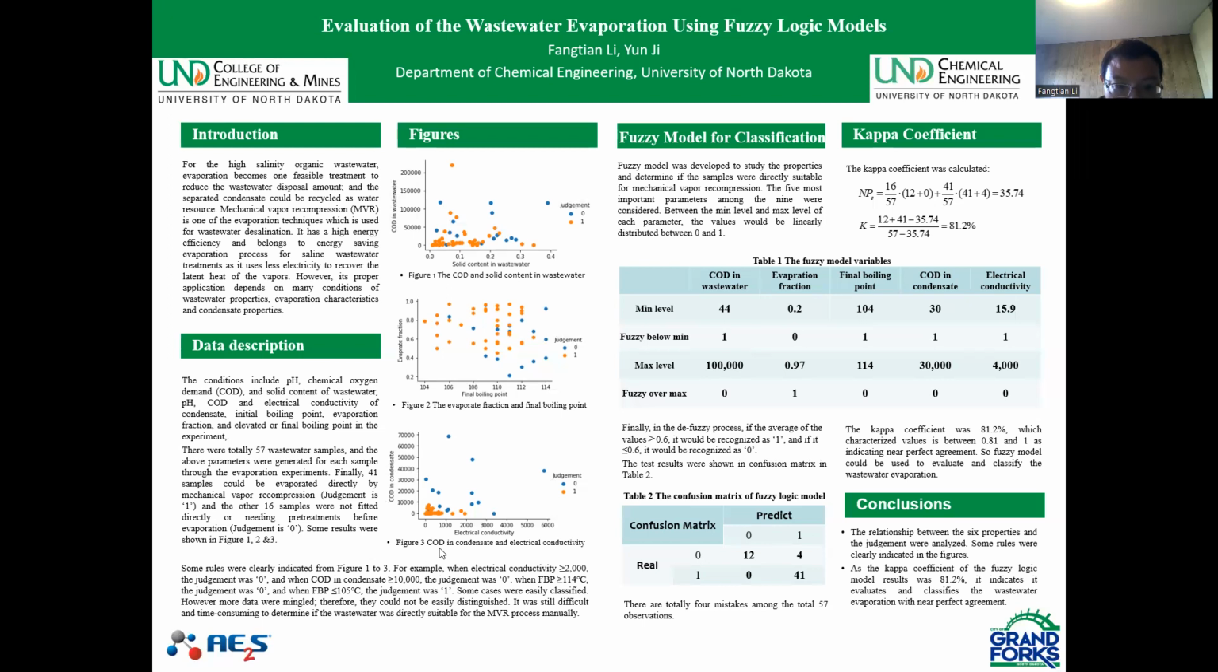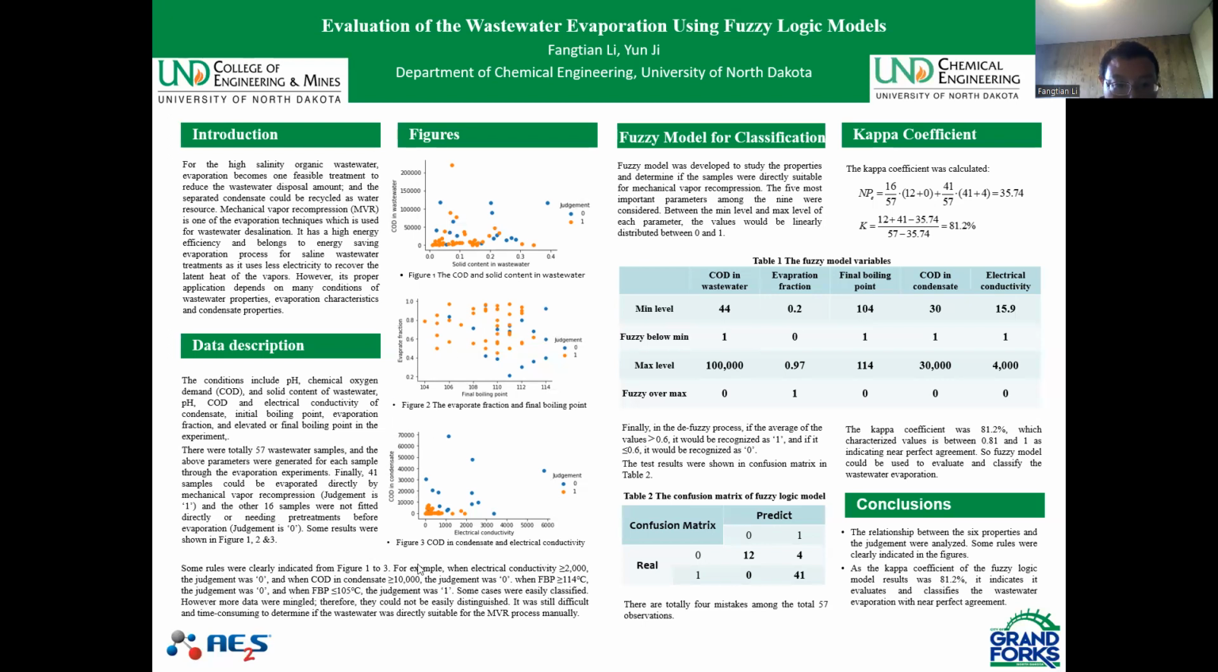For example, in figure 3, when the electrical conductivity is over 2000, the judgment is 0. When the COD in the condensate is over 10,000, the judgment is 0. When the final boiling point is over 114, the judgment is 0. And when the initial boiling point is lower than 105, the judgment is 1. So these cases are easily classified.